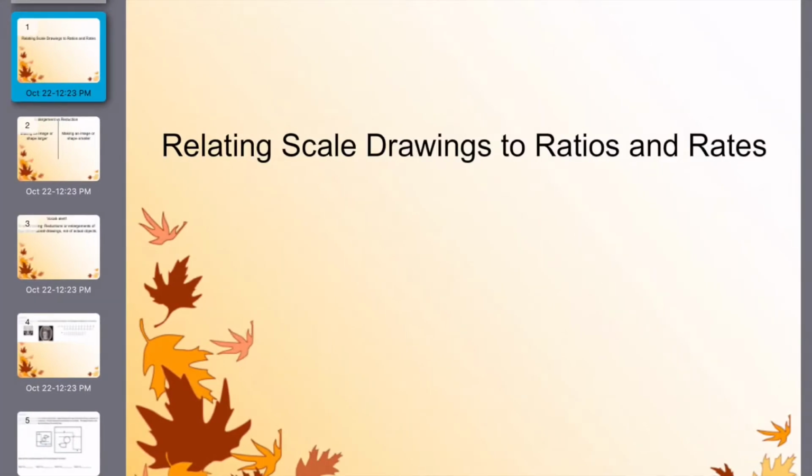Today, we are going to be talking about relating scale drawings to ratios and rates. And remember, this is all still dealing with what we've been working with up to this point. Same thing with proportional relationships, rates, ratios. But the important thing is that we're now dealing with certain drawings.